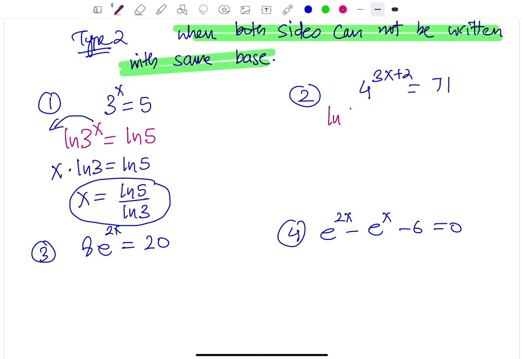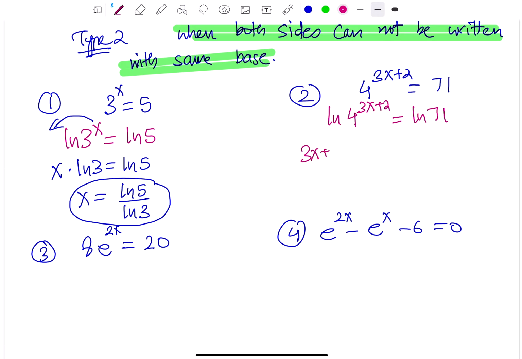Example number 2, we already have the exponentiated term alone on one side. So we're going to go ahead and take natural log on both sides. Again, you don't have to take natural log. You can take common log. You can actually also take log to the base 4 in this case. That's going to make your life easier as well. But I'm going to stick with the natural log.